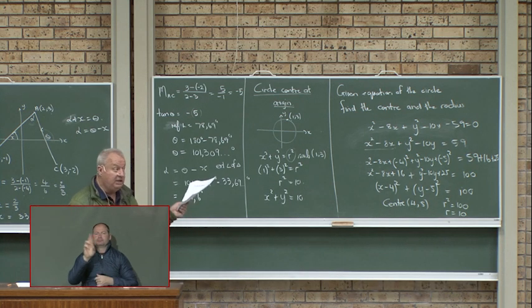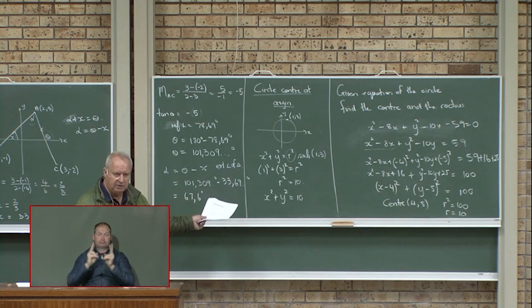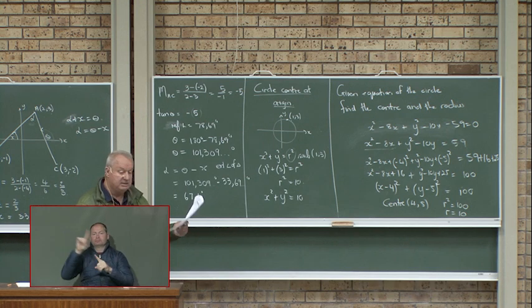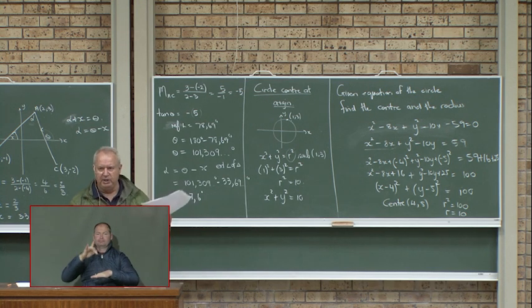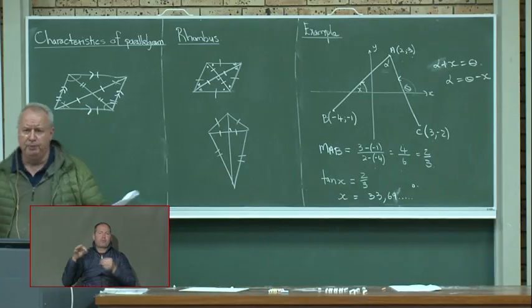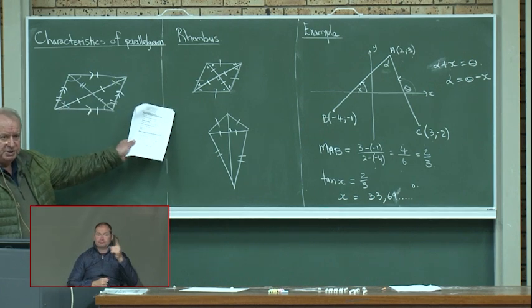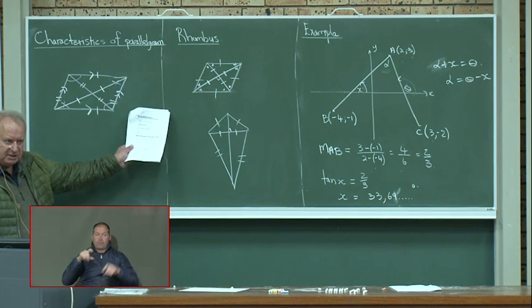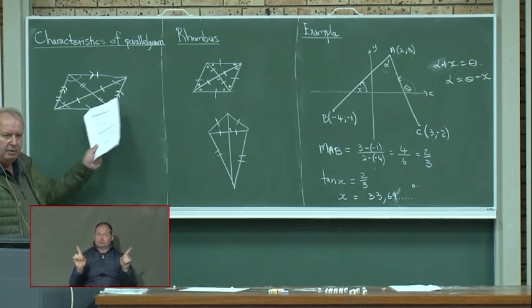People, that is the theory for grade 12: circle with center at the origin, circle with center (a, b). The next one is the tangent to the circle. We're just going to do the theory of that, and then we're going to do past paper questions. It is very important that you know the difference between a parallelogram and a rhombus. What are the characteristics that make a rhombus different from a parallelogram? Please know that.